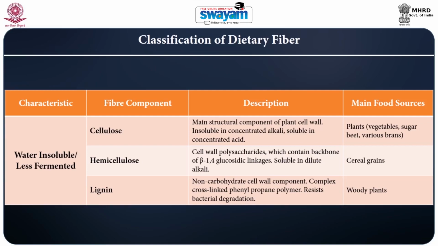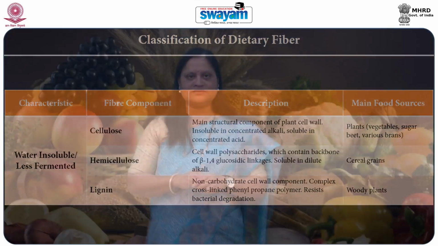Let us now understand lignins. These are non-carbohydrate cell wall components. It is a complex cross-linked phenyl propane polymer, resistant to digestion. It is found mostly in woody plants.